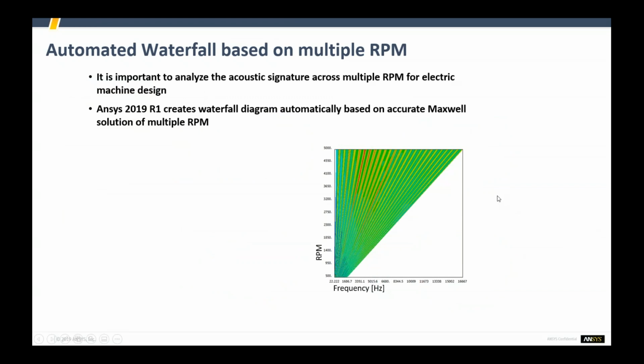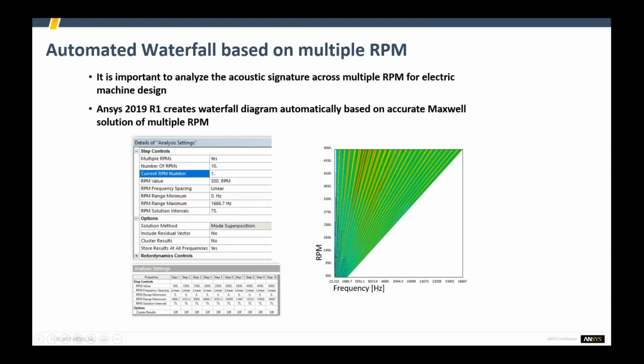We also have, since Ansys 2019 R1, started to introduce this automated waterfall based on multiple RPM. It is important to analyze the acoustic signature across multiple RPM for electric machine design. So here we can have a waterfall diagram, which is frequency versus RPM. As you go along the plot, the higher the frequency, the higher the pitch of the noise.